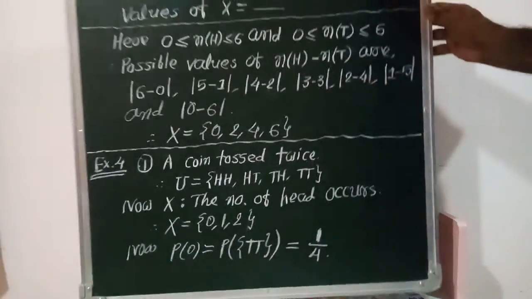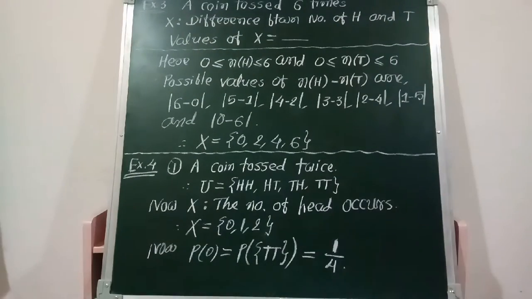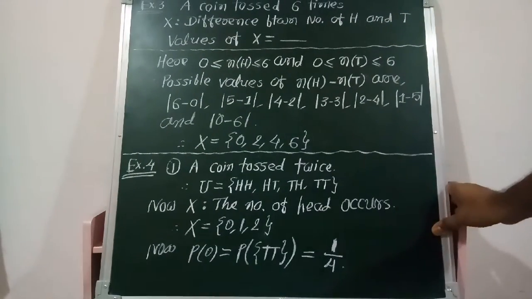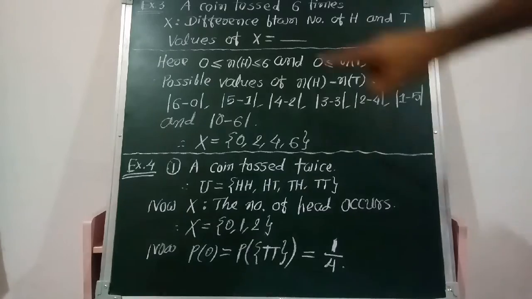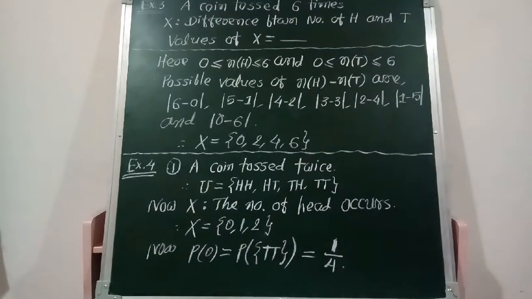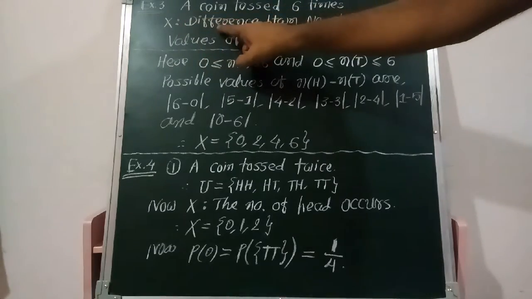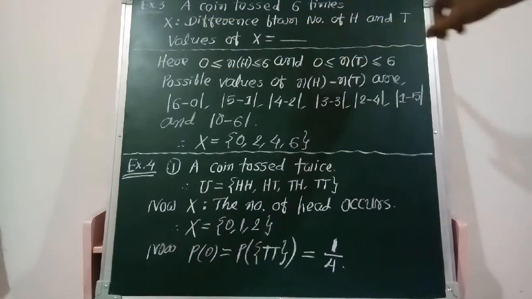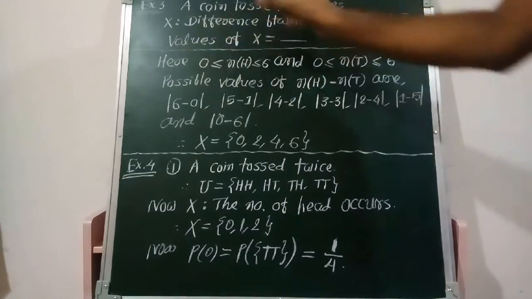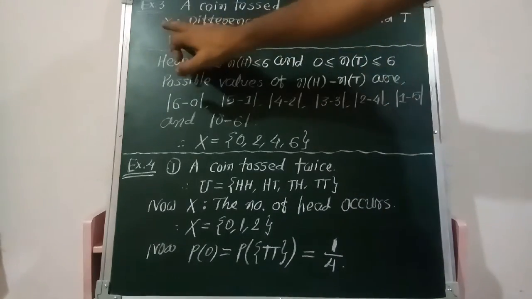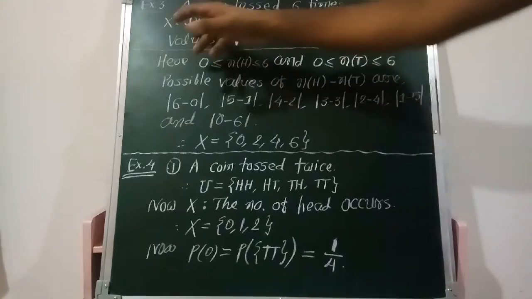Now let us see the third one. The third example is very interesting and very easy. A coin is tossed 6 times. X, the random variable, is the difference between the number of heads and tails. Then find the values of X. Nothing else to do, just find the values of this random variable X.